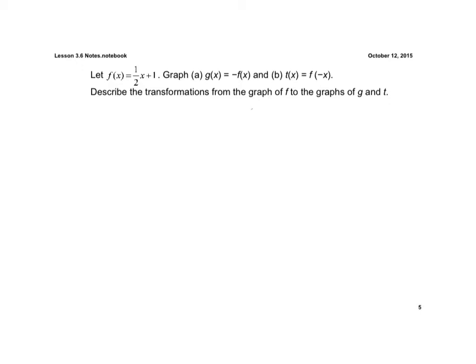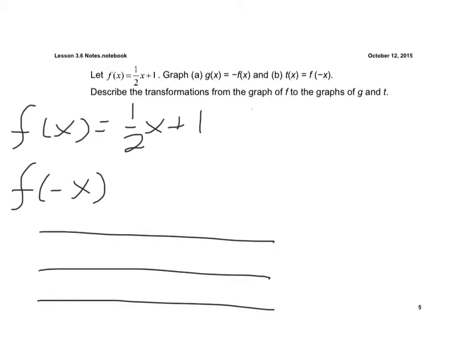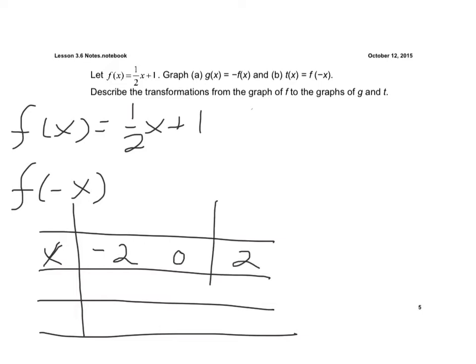Now we'll take a look at the other one. Again, we still have our f of x equal to 1/2 times x plus 1. And now we're going to do f of -x. Again, I'm going to make a table of values. This time we're going to plug in -2, 0, and 2. Then I'm going to take the opposite of that, which in this case would be 2, 0, and -2.